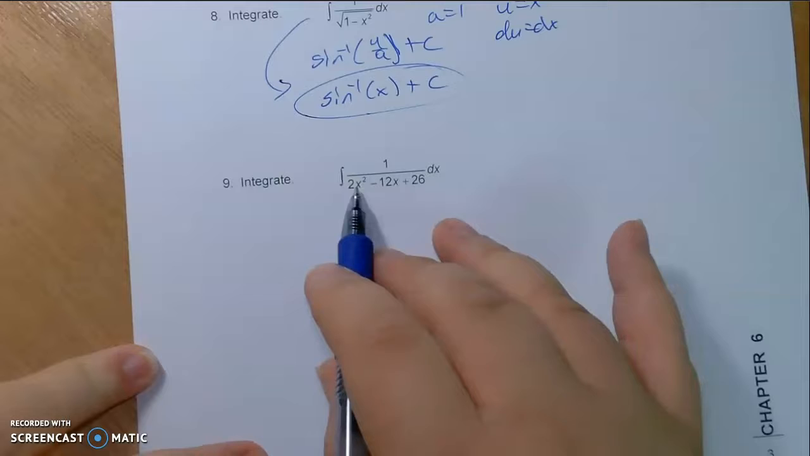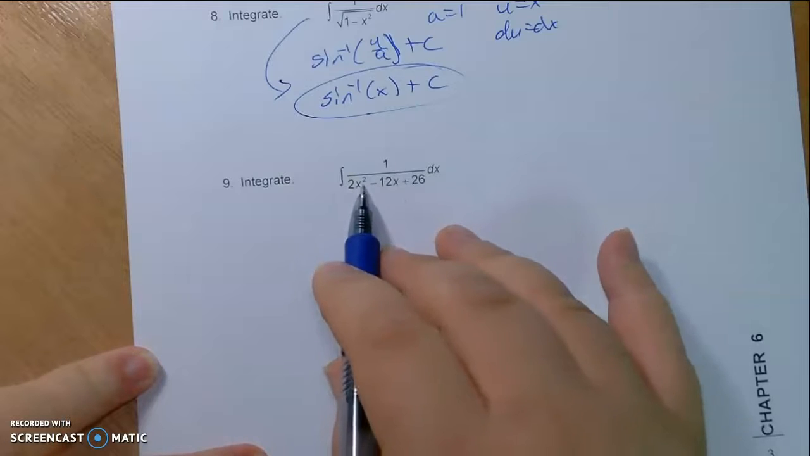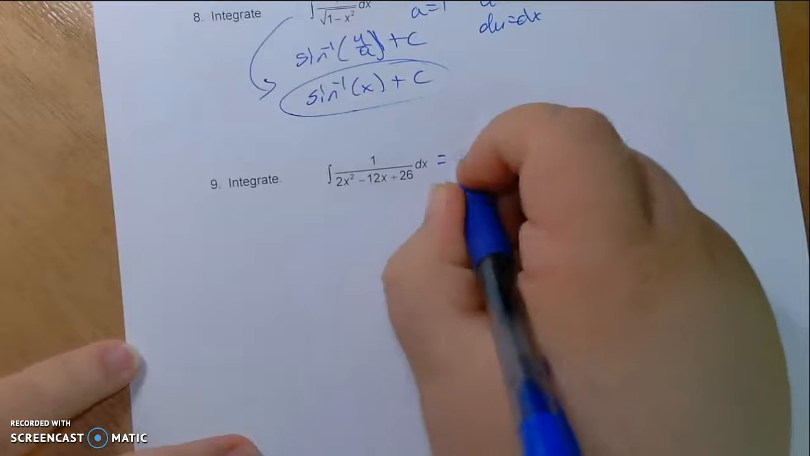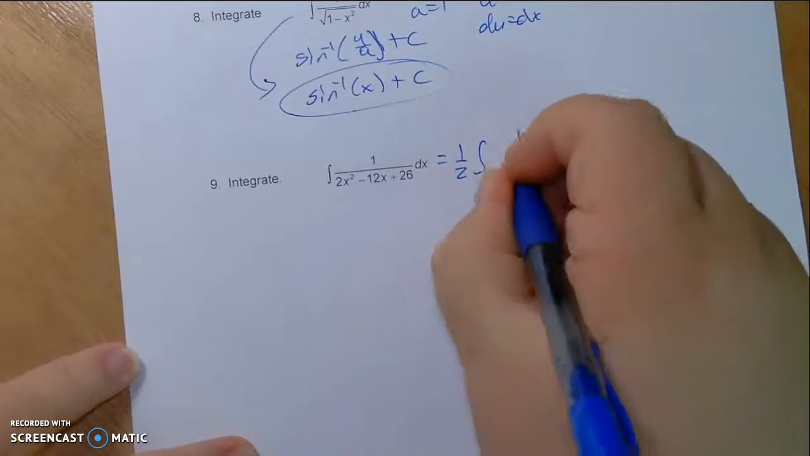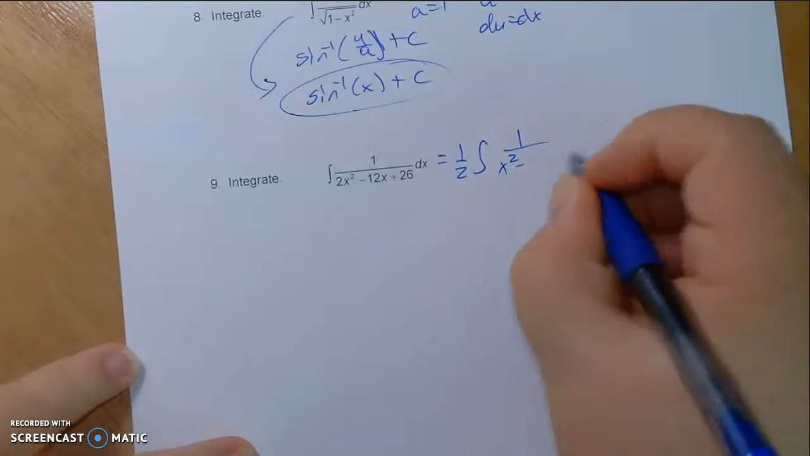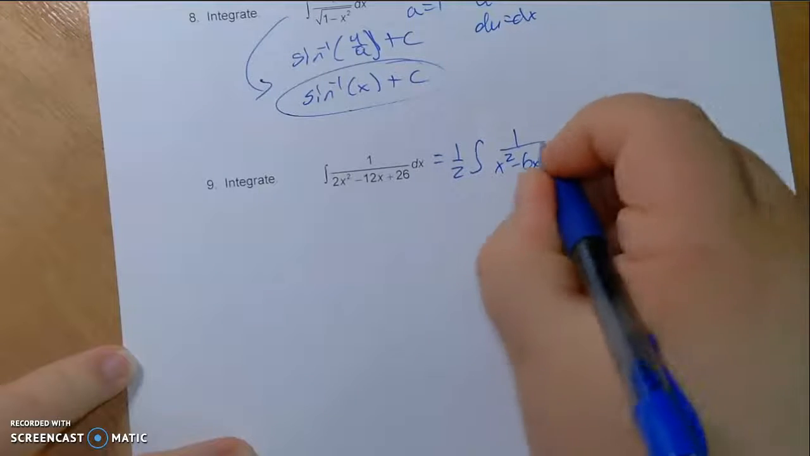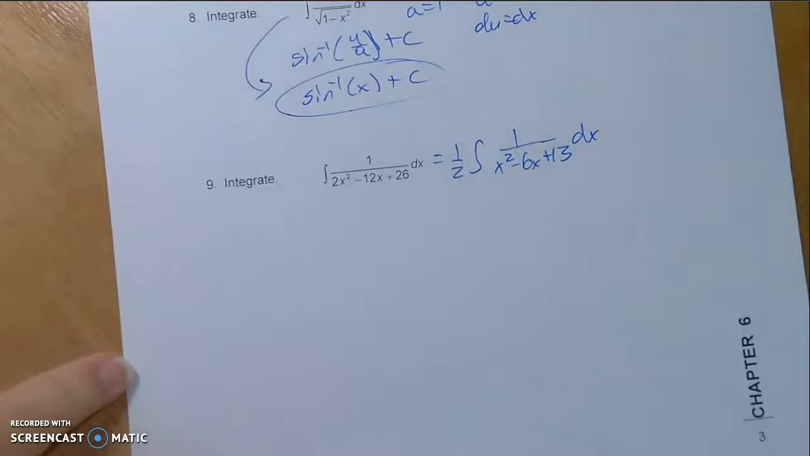But first, we already know we don't like a number in front of x squared when we do this, but we see everything's even, so we can factor out a 1/2. So let's do that first right away, see if that gives us prettier numbers. We get minus 6x plus 13. Ooh, 13 is not pretty, but let's just keep working with it.